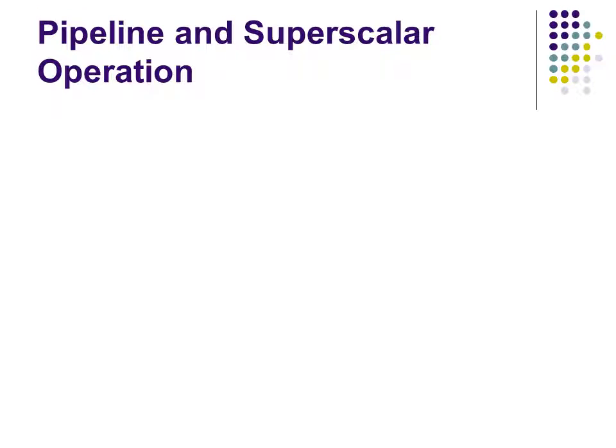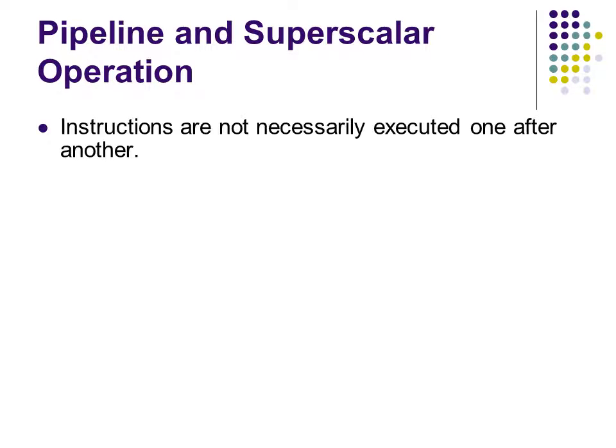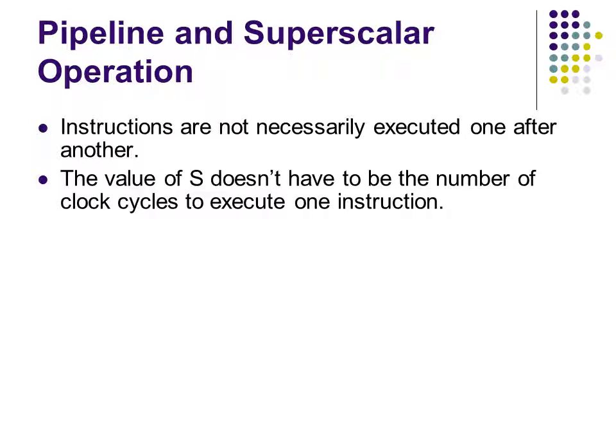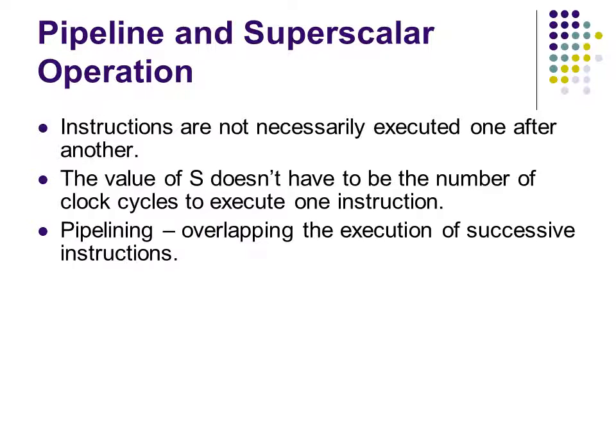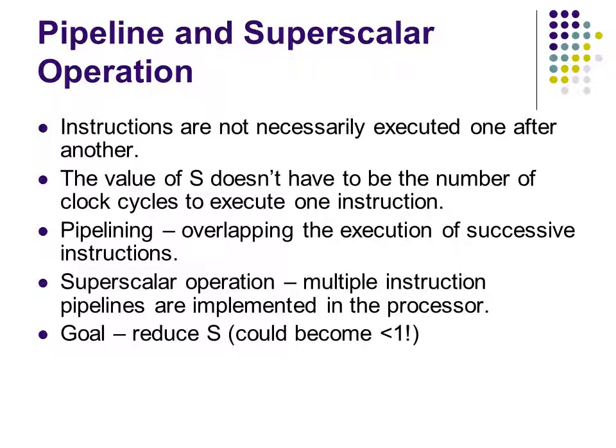Up to now we discussed instructions being fetched by the processor and executed one by one. However, instructions are not necessarily executed one after another. To decrease the number of basic steps, we have an approach called the pipelining process. In pipelining, the execution of successive instructions is overlapped. By using pipelining, we can execute a number of instructions simultaneously. Because of that, we can reduce S to less than one.